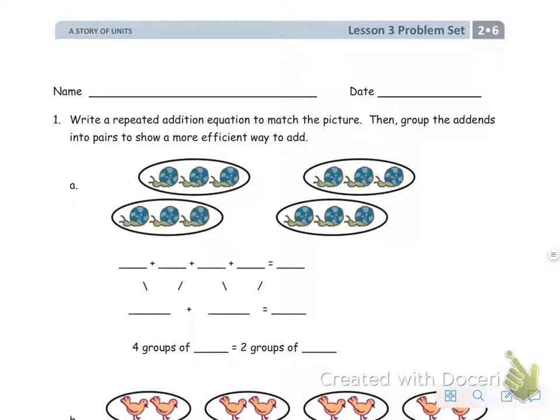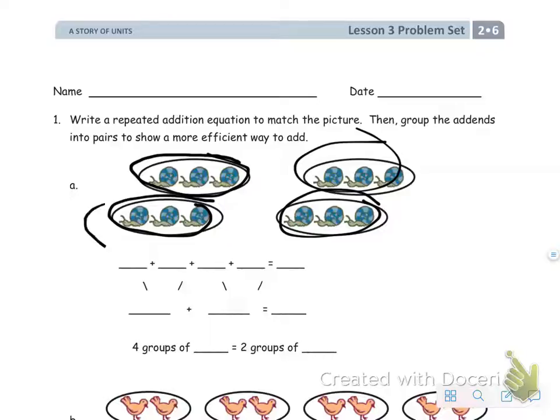So we're going to start off by just taking these numbers right here and putting them in the blanks down here. So I know that those are groups of 3, and there were 4 groups, so it's going to be 3 plus 3 plus 3 plus 3, and I know that that equals 12 altogether when I count those up, okay? Now to make this a little bit easier to add, we can group the add-ins.